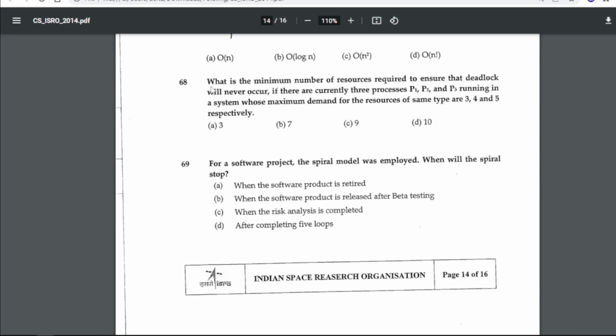Because here you can assume resources needed by P1 equals R1 equals 3, right? And the number of resources needed by P2 equals R2 will be 4, okay, and so on. Now for the minimum resources required to ensure that deadlock will never occur, you put that in the formula: (R1 minus 1) plus (R2 minus 1) plus (R3 minus 1) plus 1 at last. Then you will get option B as the answer.